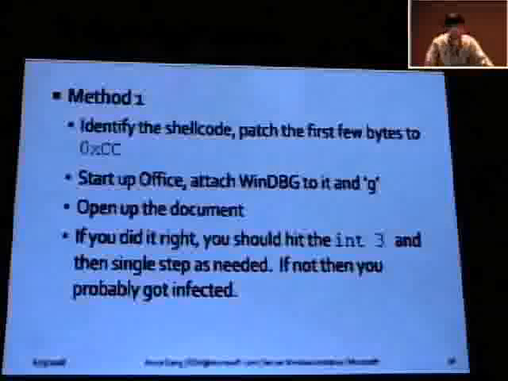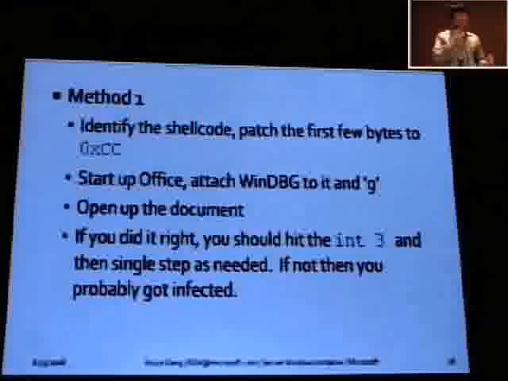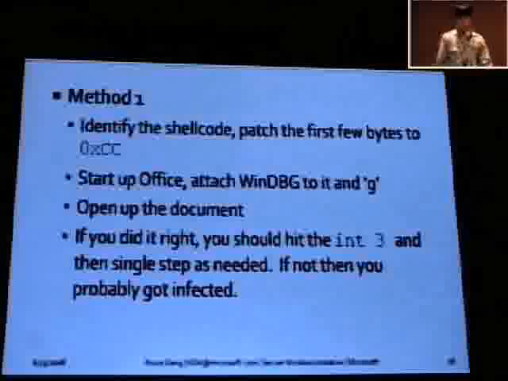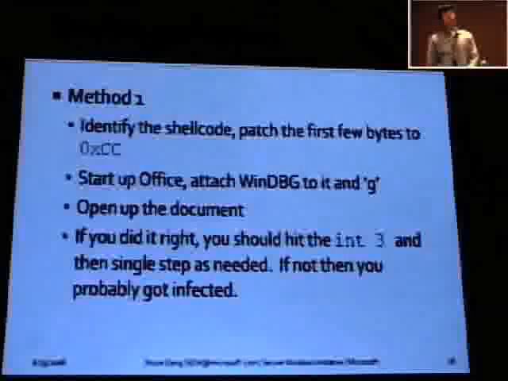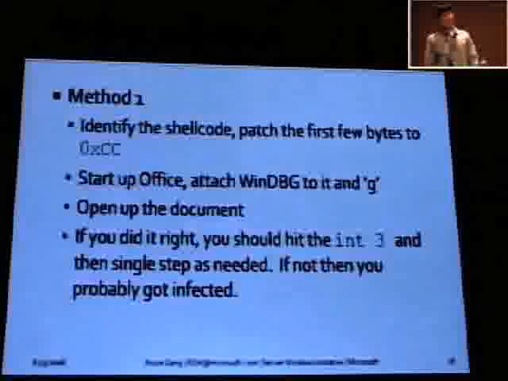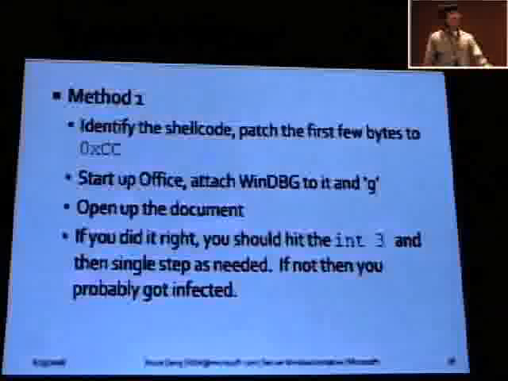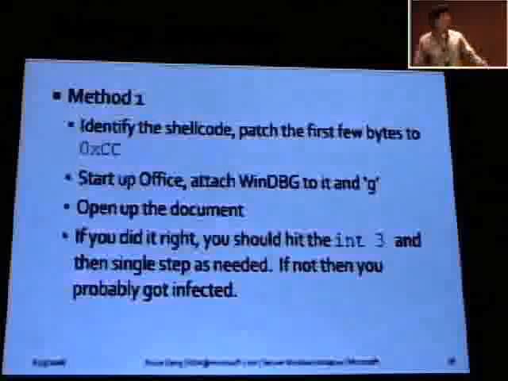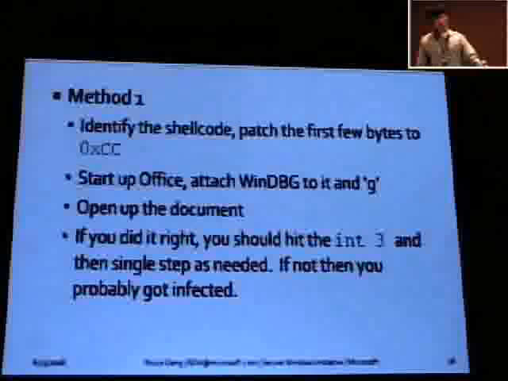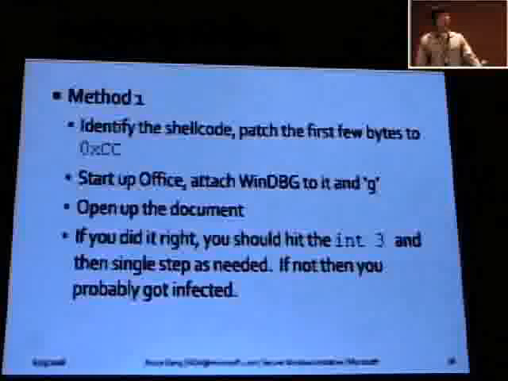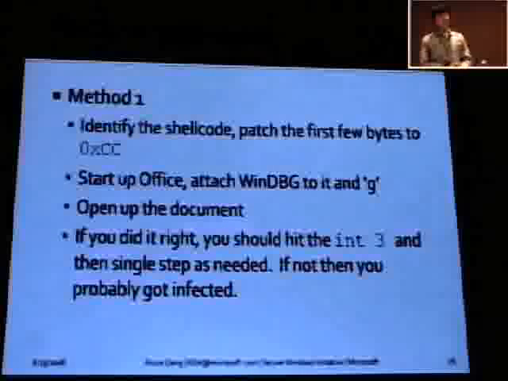All right, so method one: you open up the hex editor, find the block that you suspect to be shellcode, patch the first few bytes with 0xCC, then start up Office and attach WinDbg to it. If you did it right, you'll hit a breakpoint. If you did it wrong, you probably got owned because the shellcode ran and you didn't know it. The way I usually do it is to open up the file in IDA first, go to the parts that I suspect to be opcodes, and press C. If it disassembles and looks likely, then I patch it and let's see what happens.